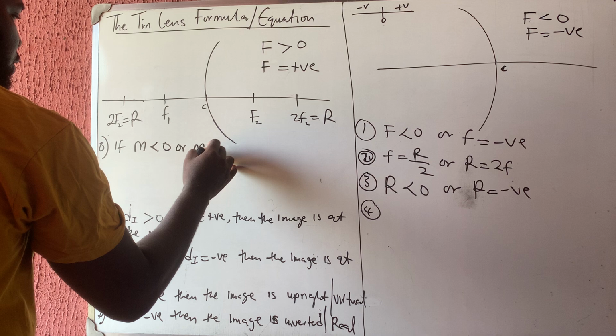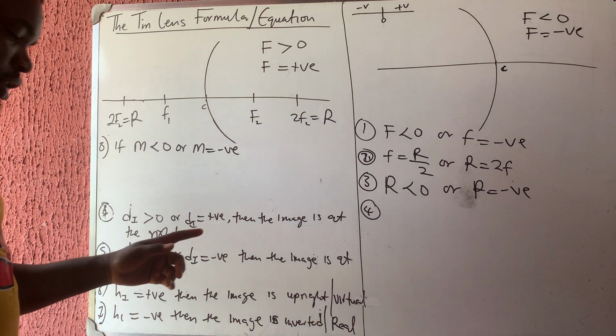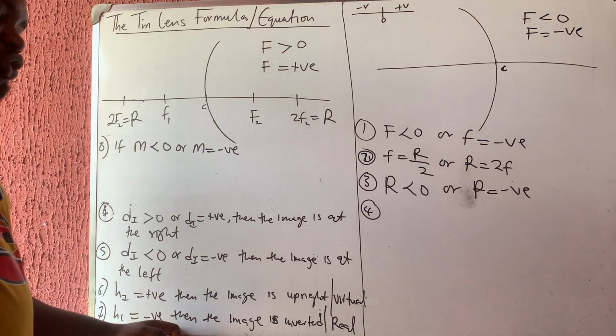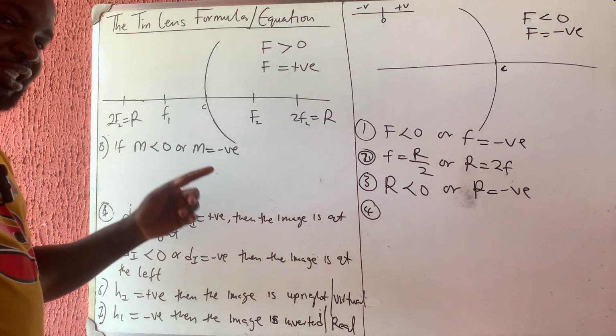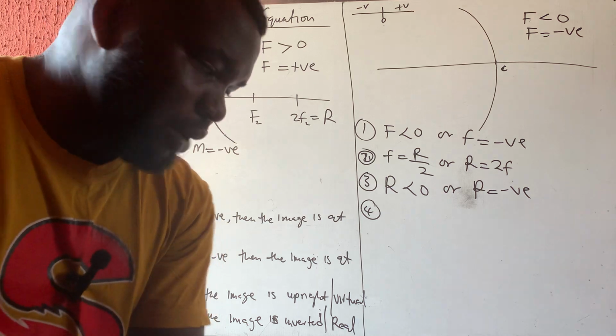If the magnification is negative, it shows that what? It is the same thing with this one: the image is going to be inverted. If the magnification is negative, then the image is going to be what? Inverted. Are you with me?